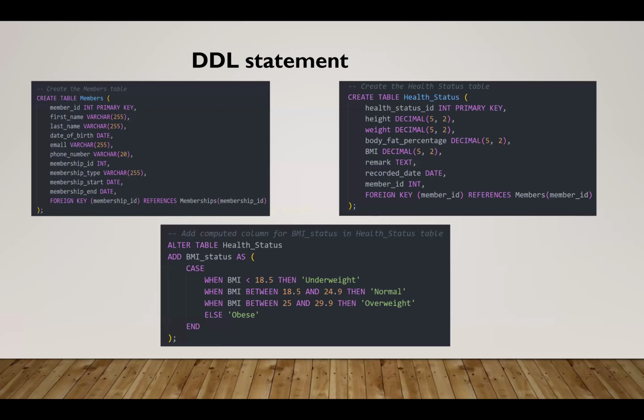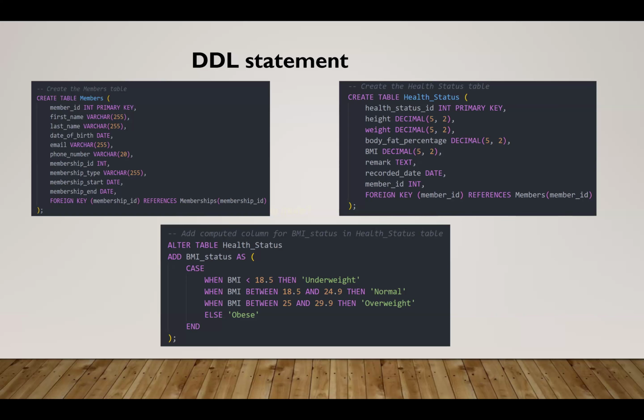Next. Yes. I will show you how we built the database using SQL with two key tables as an example and a computed column we added to enhance the functionality. The member table on the left stores essential information about gym members. It uses member ID as a primary key and links to the memberships table through membership ID as a foreign key. This ensures that every member is associated with a valid membership plan.